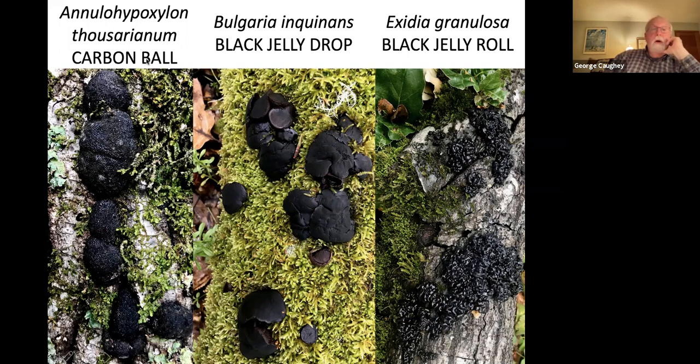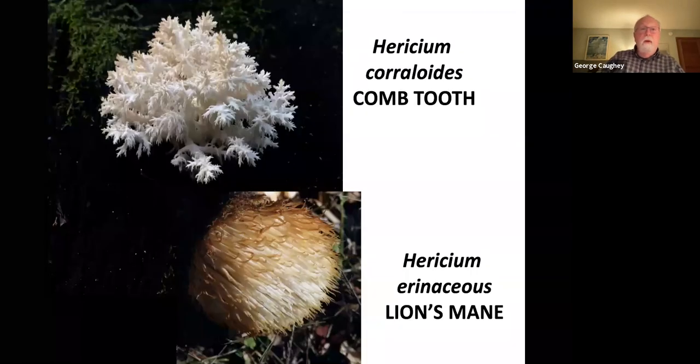Some people call it a cramp ball. It has a similar fungus that affects trees in England. It's called King Alfred's cakes. But it's a different genus and species, so I don't like to use that term.